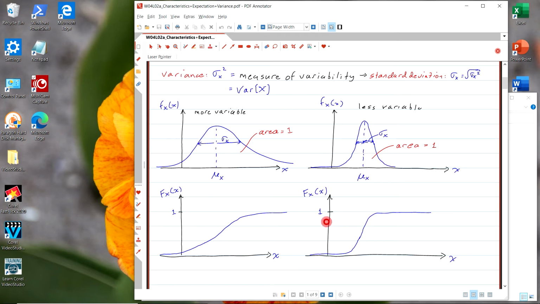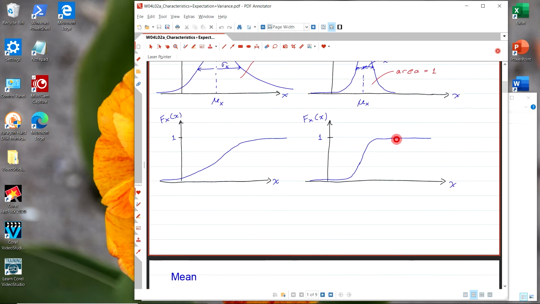So the capital F of x is not very informative in terms of the randomness of this random variable. It's hard to see from this where the central tendency is, and also how variable it is, because they always have this sort of S shape. So when I'm plotting random variables, I almost always plot the probability density function, because this gives me an immediate impression about where the central value is and about how random it is.